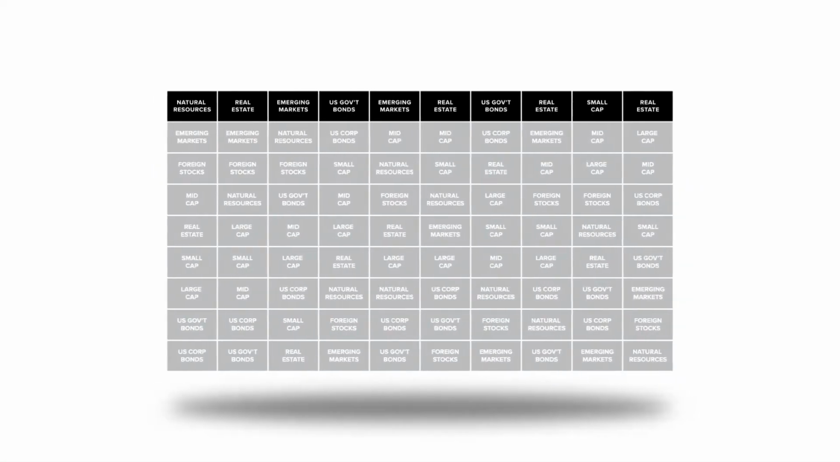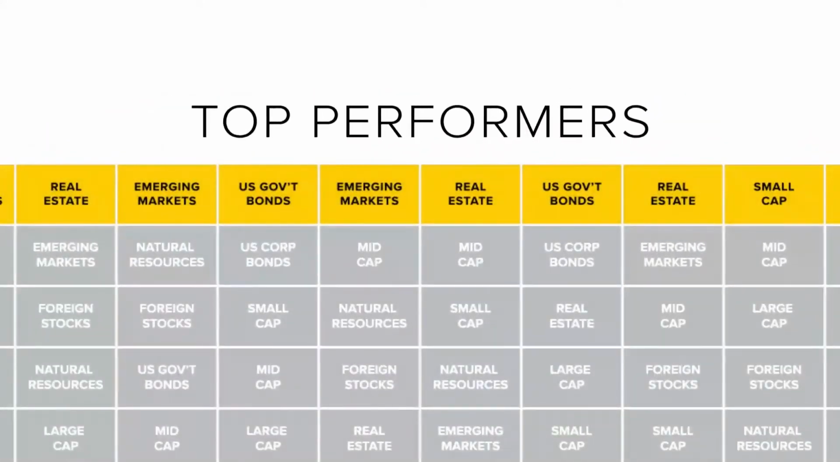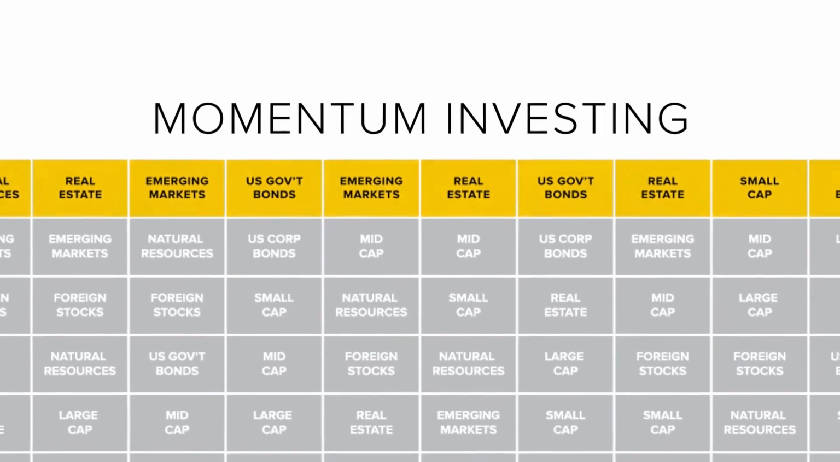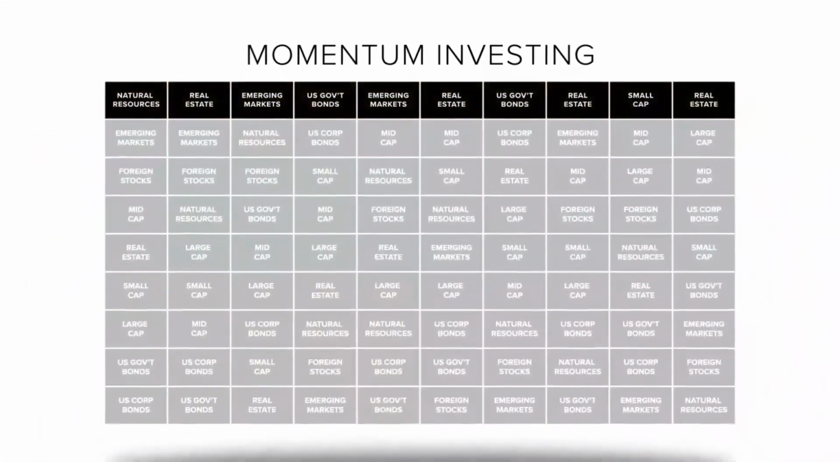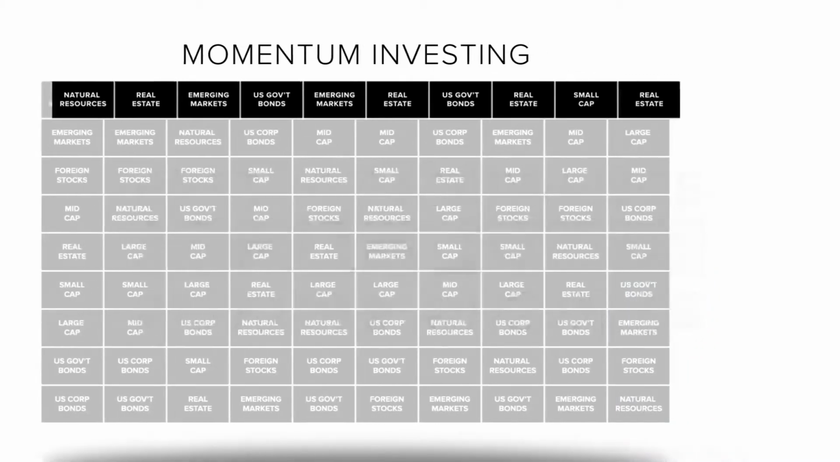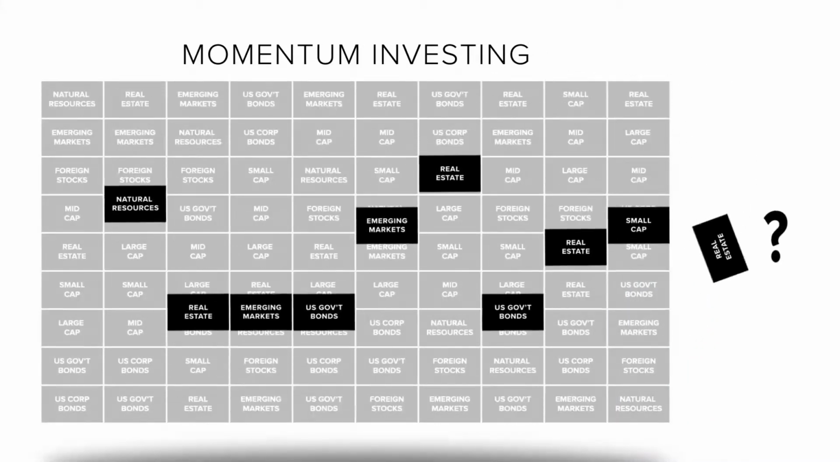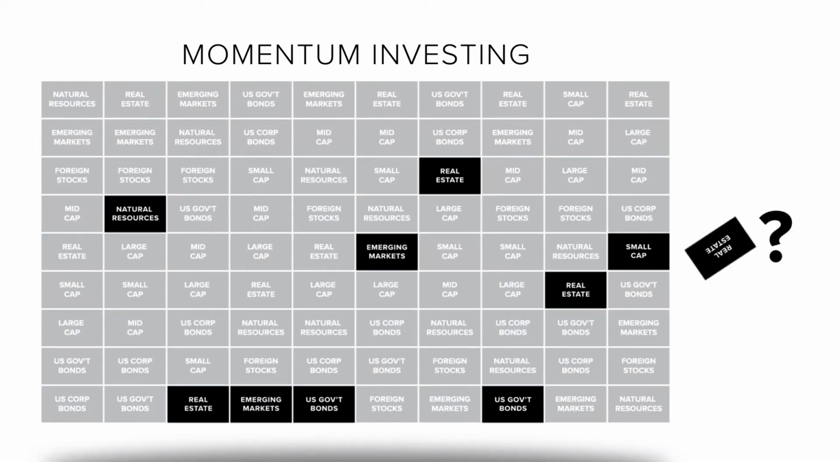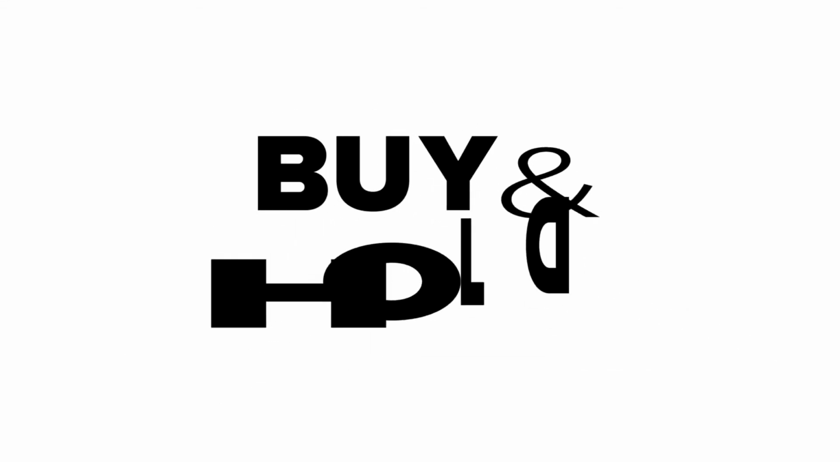The second strategy is to invest in last year's top performers. This is referred to as momentum investing. While this strategy seems logical, history shows us that past performance is not a good indicator of future results. In fact, over time, it is rare for a single asset class to remain the best performer for multiple years in a row. Now let's look at the third approach, buy and hold.